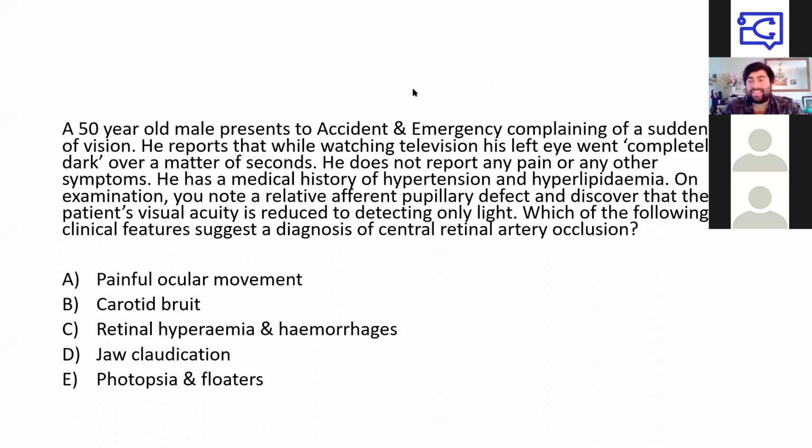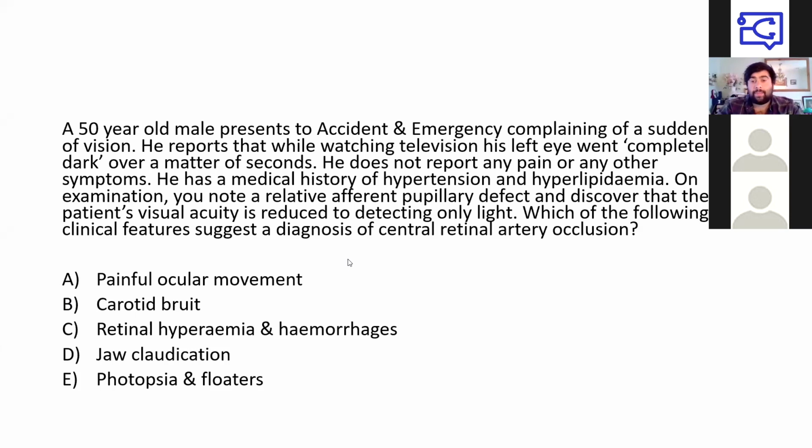The way this SBA is structured, just like the last one, is that the first 6 lines don't actually matter, although they give very important history that will suggest the diagnosis. The actual question is, which of the following suggests the diagnosis of CRAO, or central retinal artery occlusion? So I'm going to go through each one. Painful ocular movement is going to be suggestive of optic neuritis, because if the optic nerve is inflamed at the back of the eye, when the eye moves, it's going to pull on the optic nerve, so it will be painful. Carotid bruit is the correct answer.